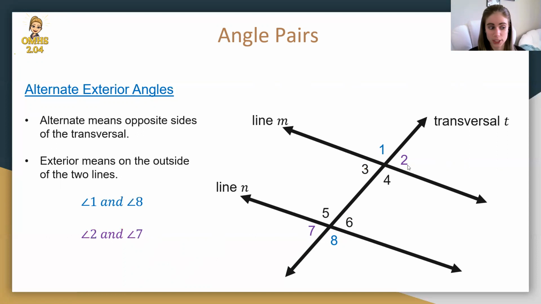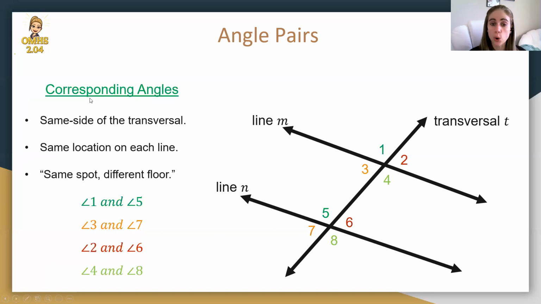And then in purple here, 2 and 7 are another set of alternate exterior angles. They're on the outside and they're opposite from each other. Okay? Let's visit our third and final type. And that would be corresponding angles.